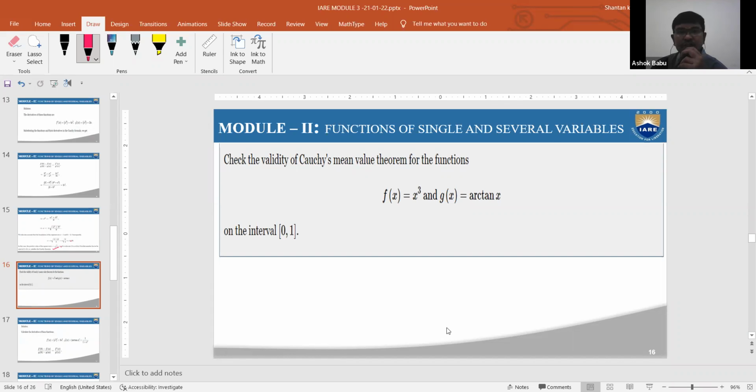Check the validity of Cauchy's mean value theorem for the functions f of x equal to x cube and g of x equal to arctan x on the interval 0, 1. Only 1 or 2 minutes are remaining, otherwise it will automatically log out.